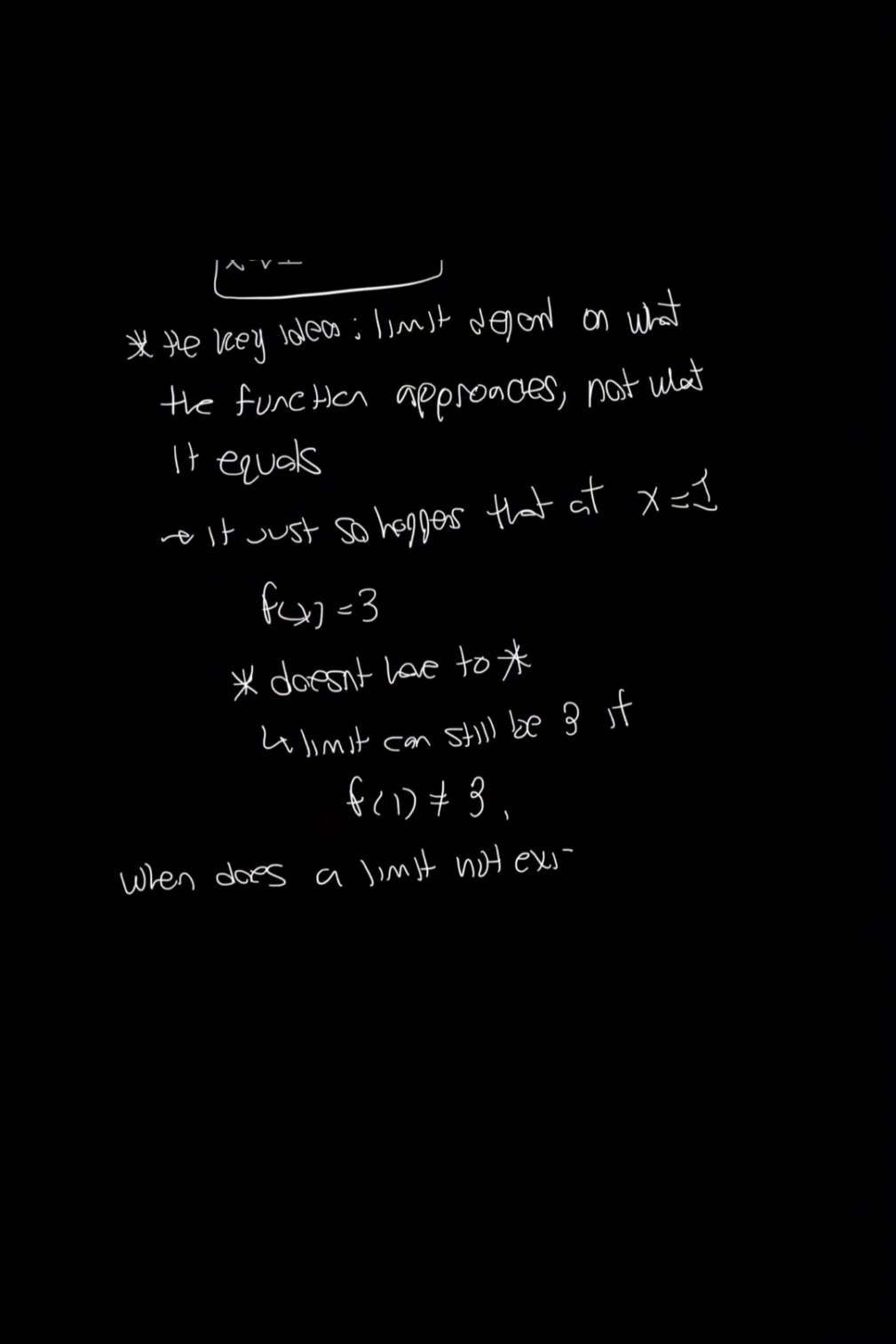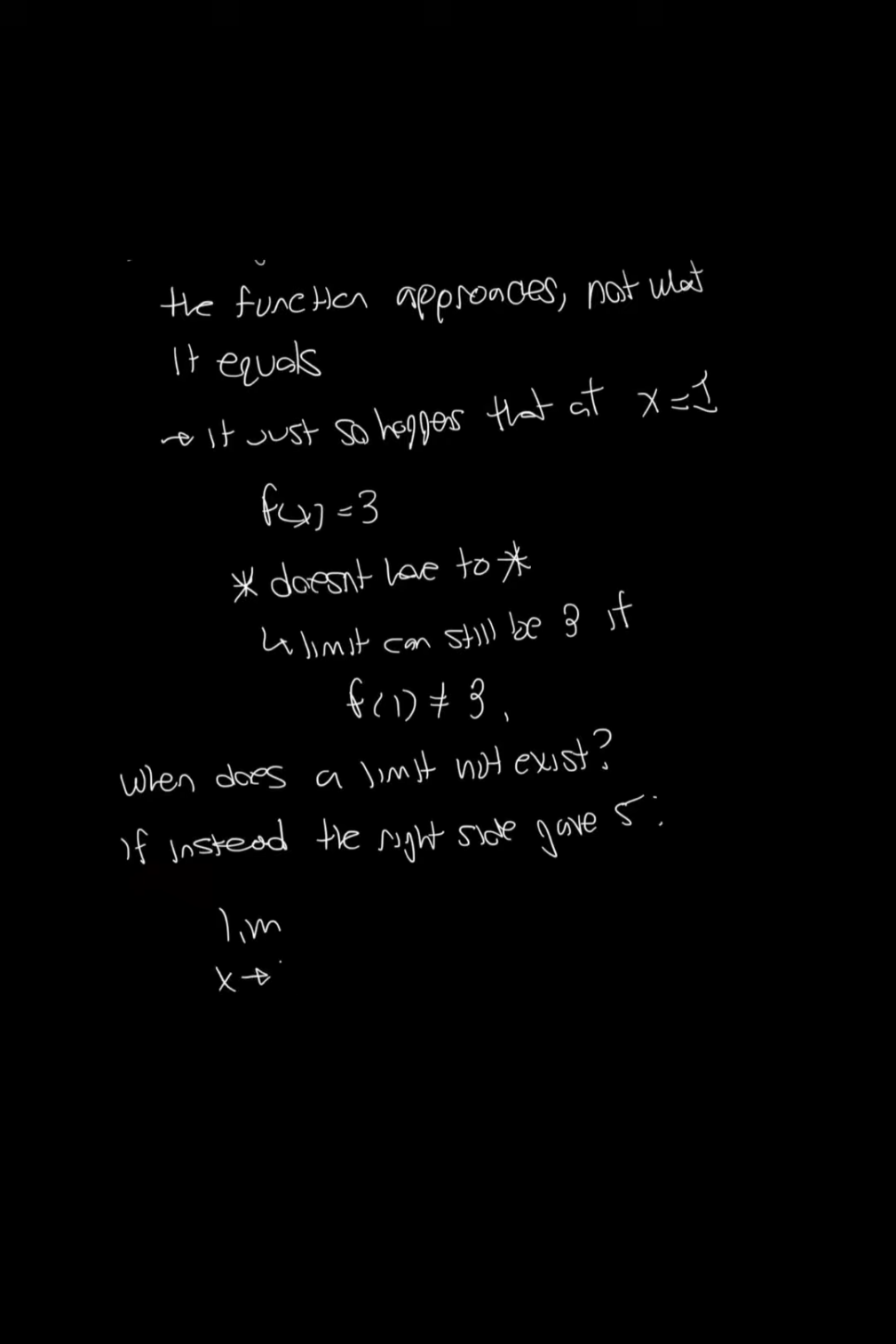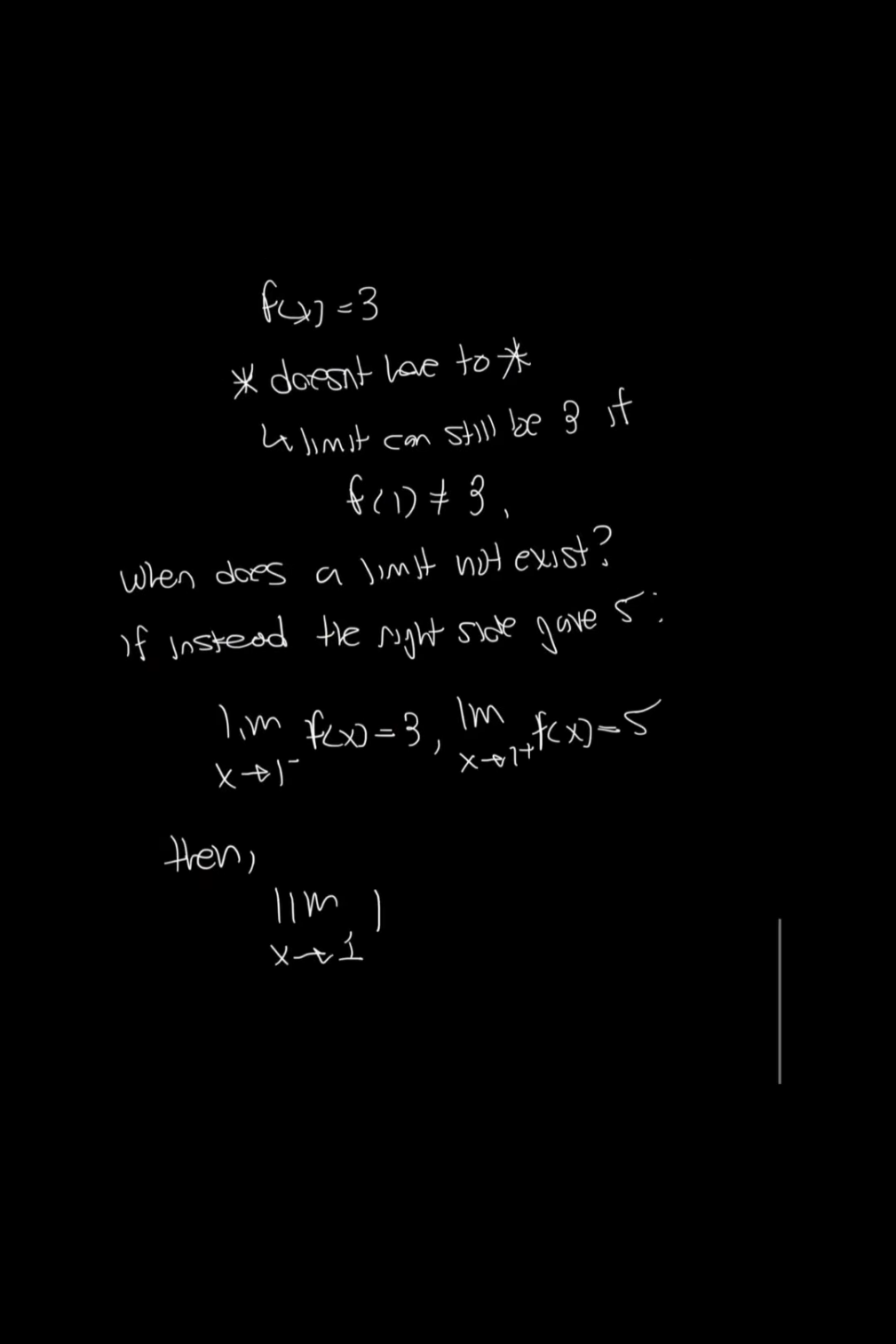When does a limit not exist? If instead the right side gave 5, then we can see that the limit does not exist in this case because they don't approach the same value from each side.